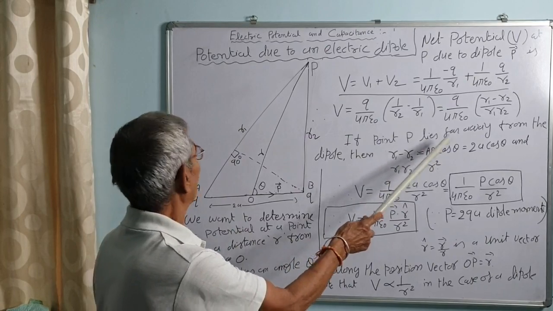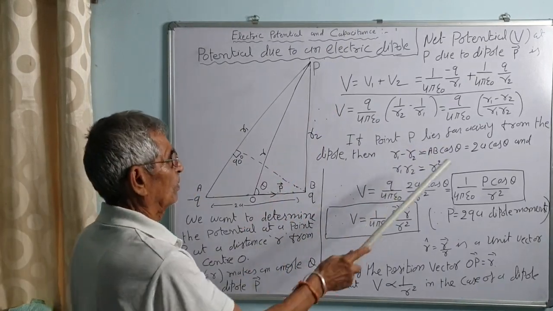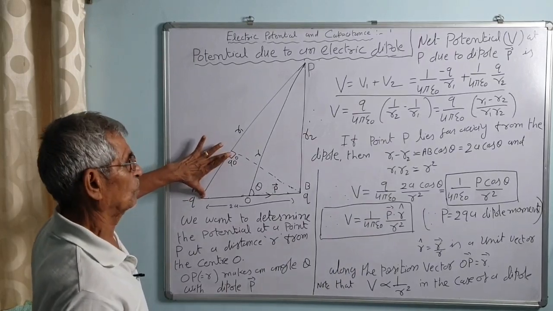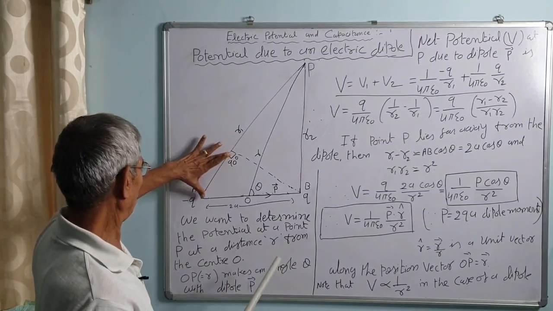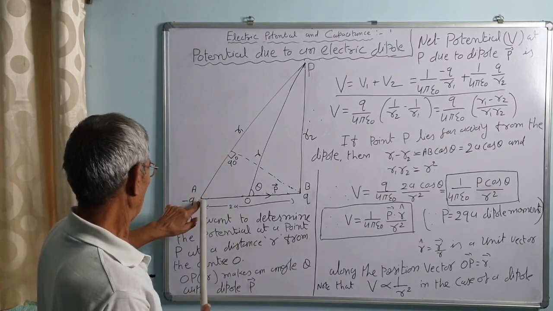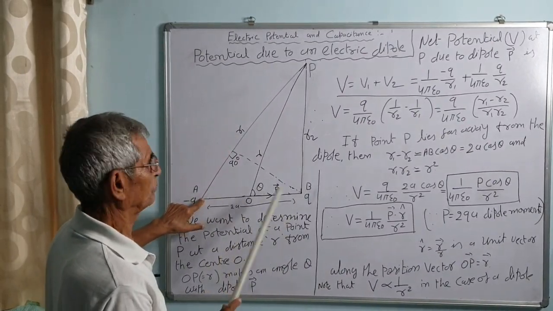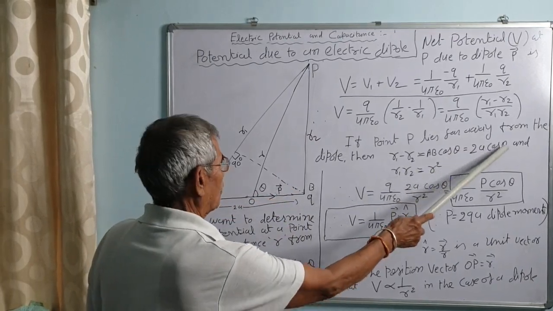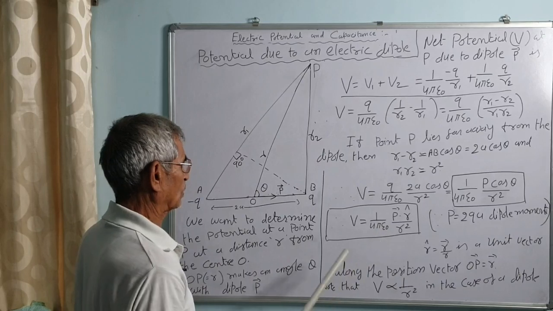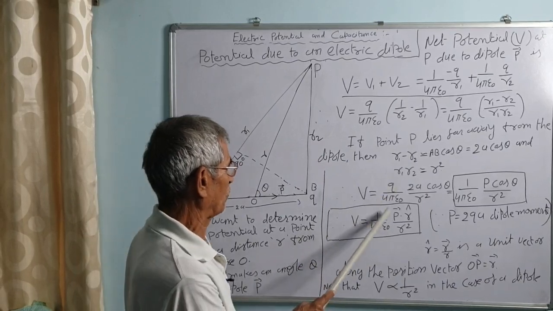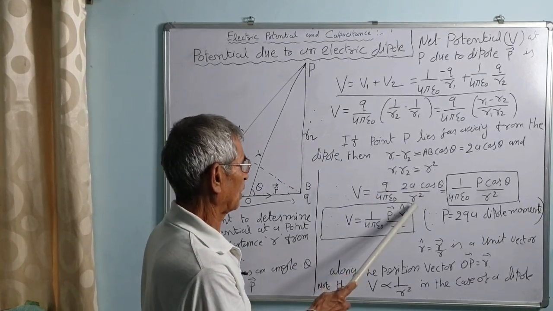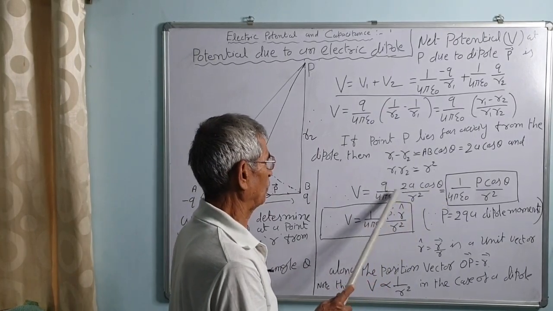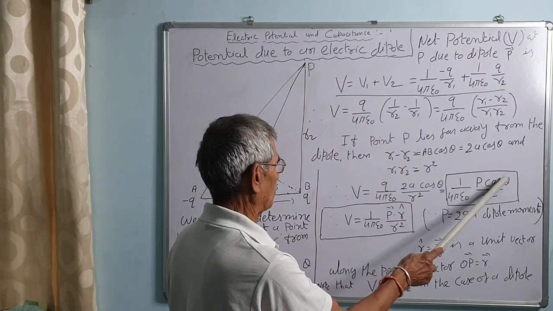If point P lies far away from the dipole, then r1 - r2 is equal to AB cos theta, correct? That is equal to 2a cos theta, and r1 r2 is equal to r squared. Therefore, potential V = q/4πε0 × 2a cos theta/r². That is equal to 1/4πε0 × (2aq is p, the dipole moment) p cos theta/r².